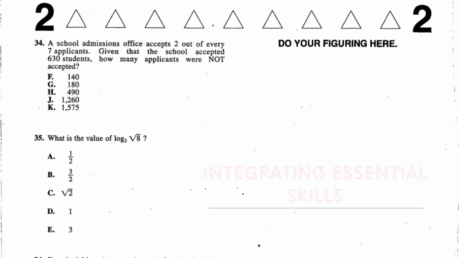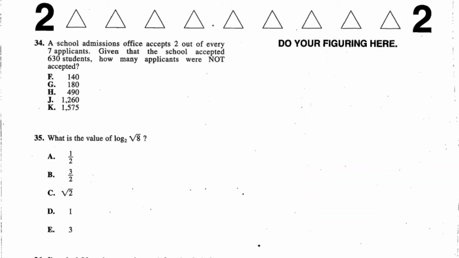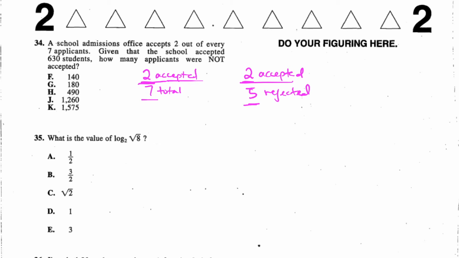Number 34 is an integrating essential skills question, and this one deals with proportions. A school admissions office accepts 2 out of every 7 applicants. Now we can write this as 2 accepted over 7 total. So we can make this a ratio of 2 to 7, or we can make this a ratio of 2 accepted and 5 rejected. So for every 2 people that are accepted, there are 5 people that are rejected if they accept 2 out of a total of 7.